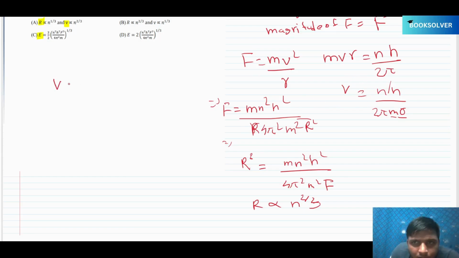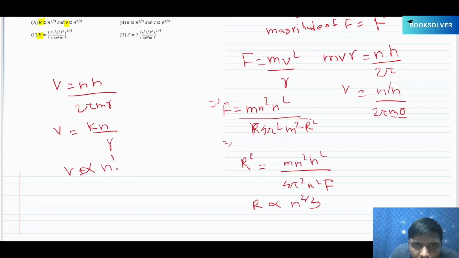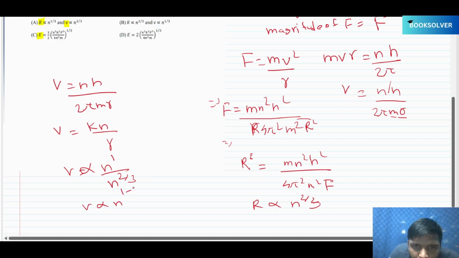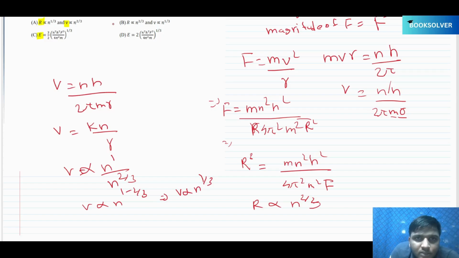What is v? v is equal to nh by 2 pi m r. So we can write v is equal to some constant k times n by r, where R is proportional to n to the power 2 by 3. So v will be proportional to n to the power 1 divided by n to the power 2 by 3. So v is proportional to n to the power 1 minus 2 by 3, that is, v is proportional to n to the power 1 by 3. Hence our option B is absolutely correct.